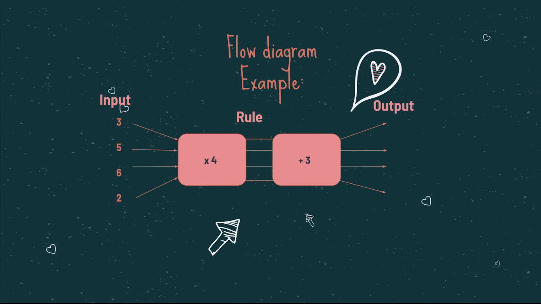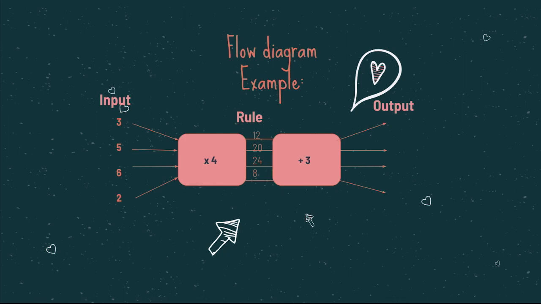The last example that we will be looking at has the input of 3. The rule is to times it by 4 this time and then to add the 3. So 3 times 4 is 12. 5 times 4 is 20. 6 times 4 is 24. And 2 times 4 is 8.